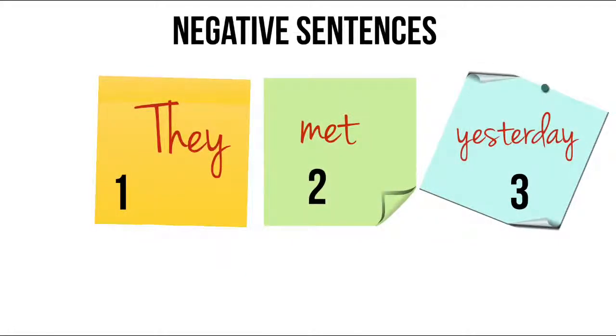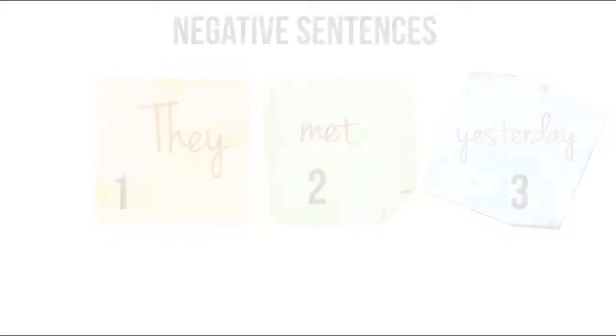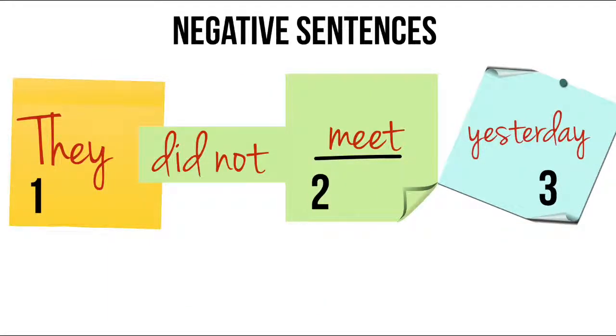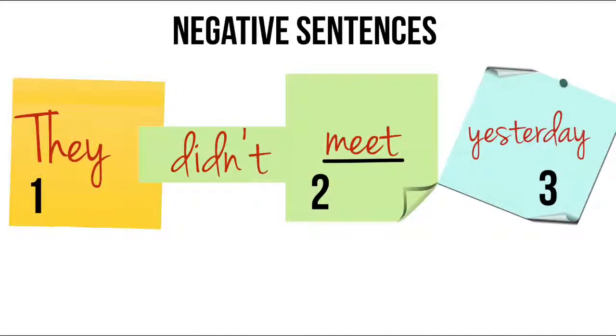And finally, we'll take a short look at negative sentences with irregular verbs. So we use did not before the main verb, meet, and the main verb takes its infinitive form. They did not meet yesterday. You can also use the contraction. They didn't meet yesterday.